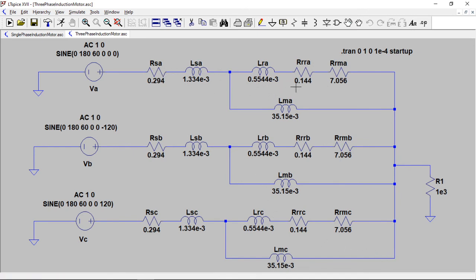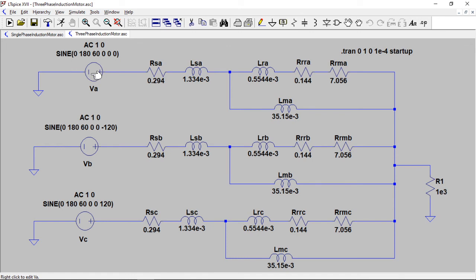Now this is phase A, phase B, phase C. What we saw was the model just for one phase, and so when we calculate things like torque and power, we're going to have to multiply those by 3 to get the actual value for the whole motor. Line current is going to be what we calculate it to be.